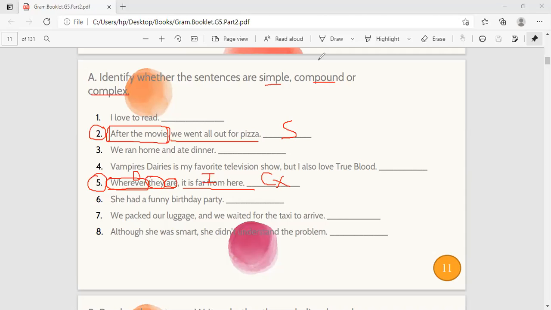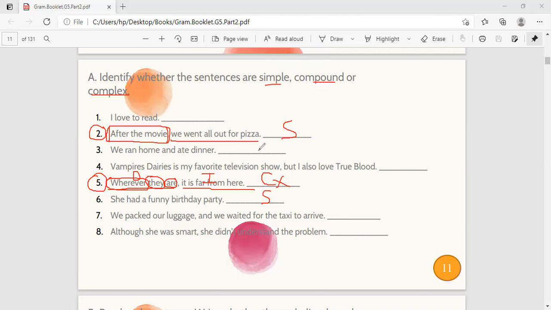Now we can continue. Number 6, please. Number 6 is a simple sentence. Simple. Thank you. Please, if you have your books, directly write the answers. Number 7.